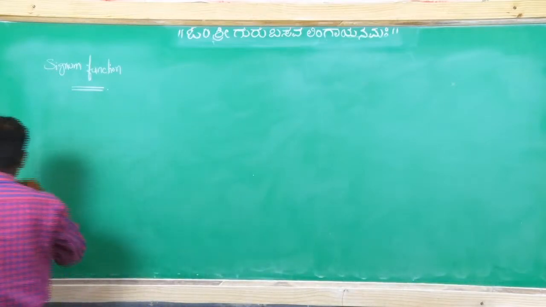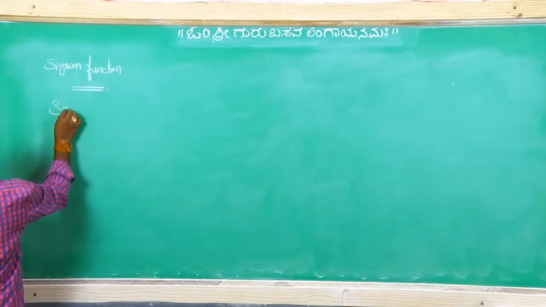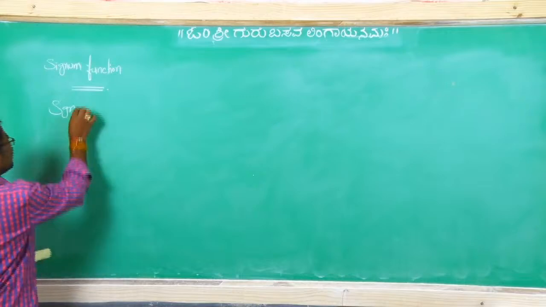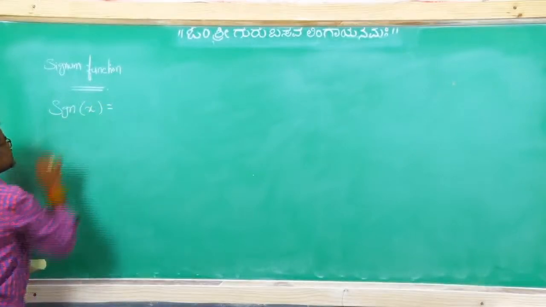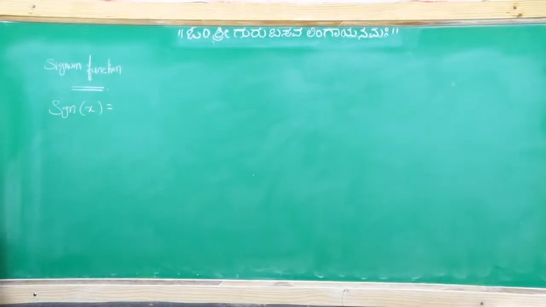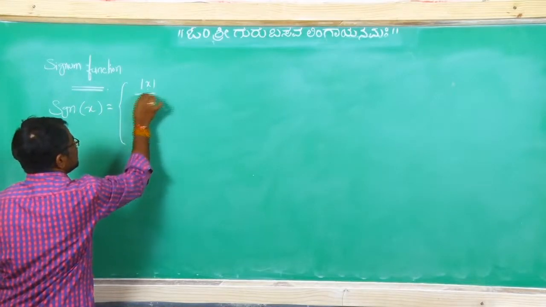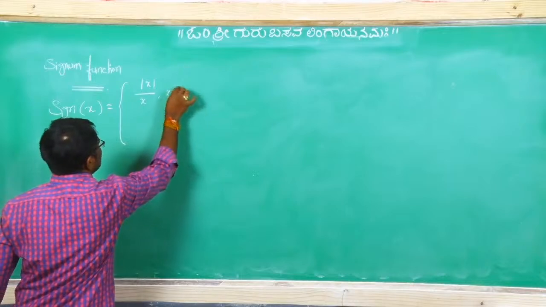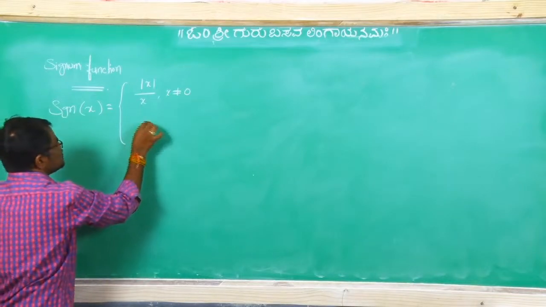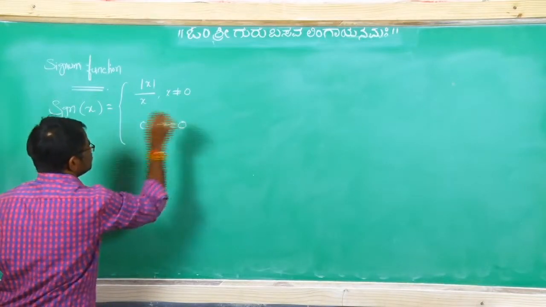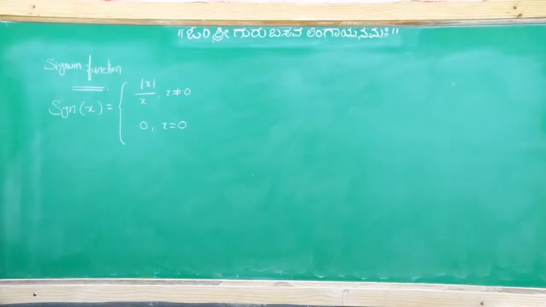Signum function is denoted by Sgn of x, signum of x, and defined as mod x by x for x not equal to 0, 0 for x equal to 0. This is the Signum function definition. Sgn of x equal to mod x by x.